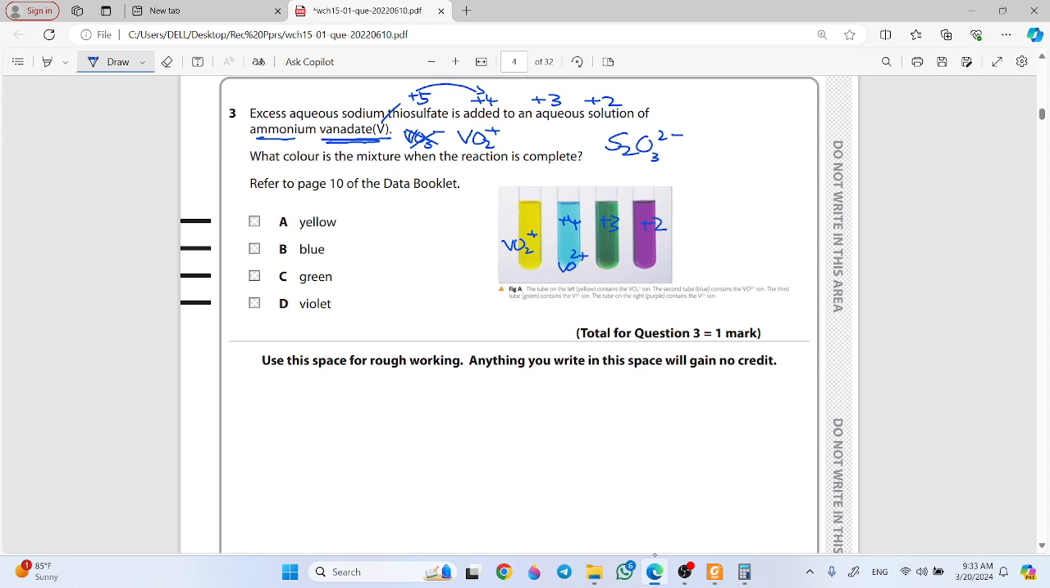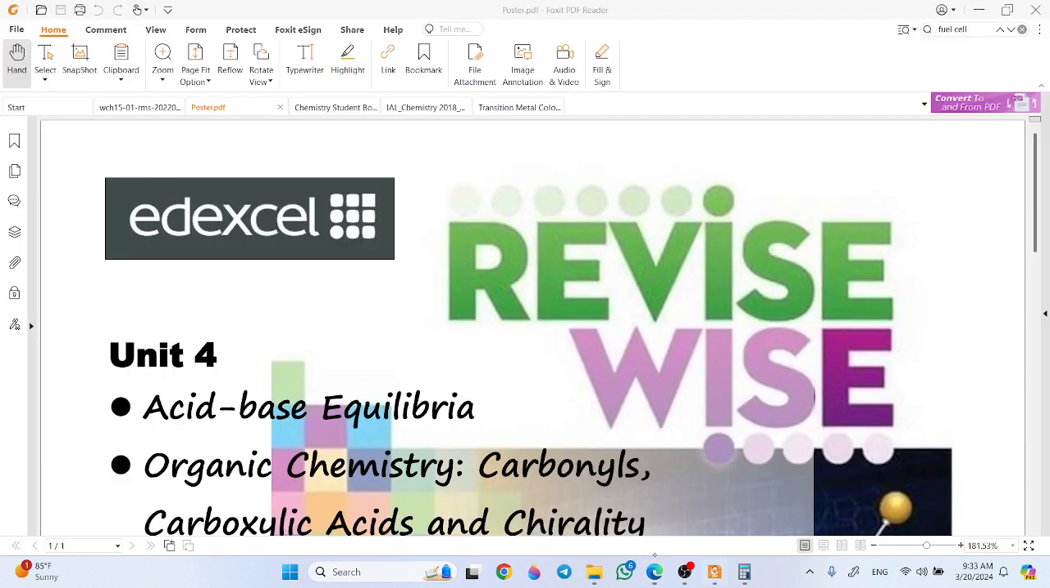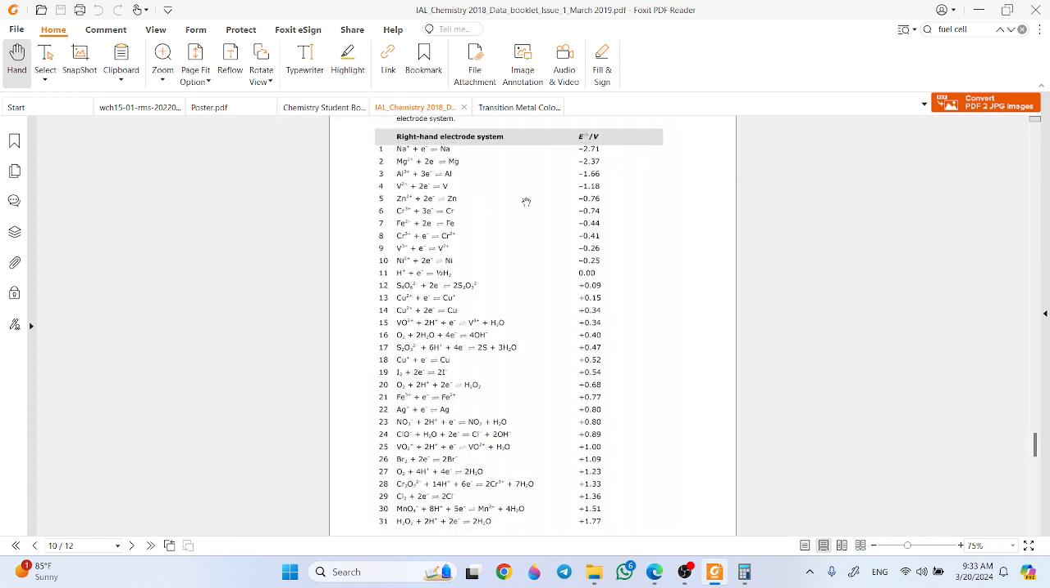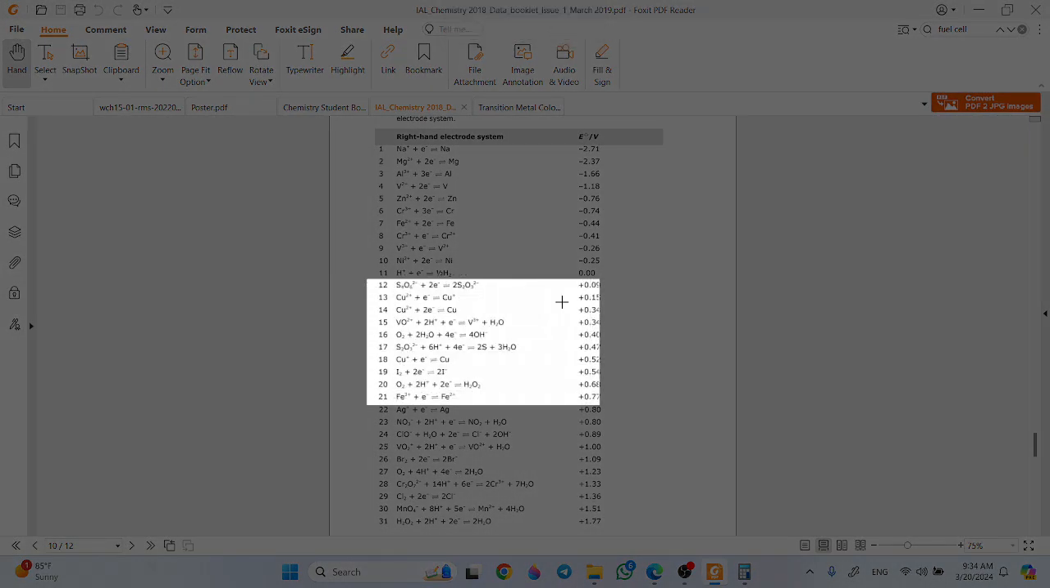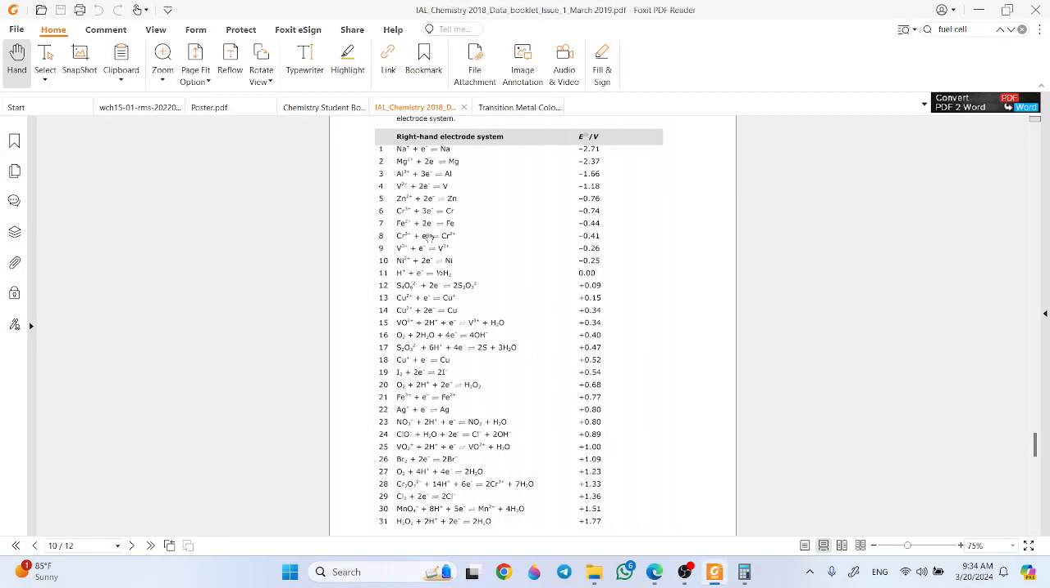Now we have to think whether it changes into blue color or else green or violet. That's why they ask us to refer to the data booklet. Now if I refer to the data booklet, children, in the data booklet you can find all the oxidation numbers. This is page 10 of the data booklet, right? Now there are some equations, right? Look at S4O6 is there, that's plus 0.09, right? So I'll take some of these oxidation numbers, then it's easy for you, right? I'll take this S2O3, VO2, V3 plus. I need V3 plus as well.